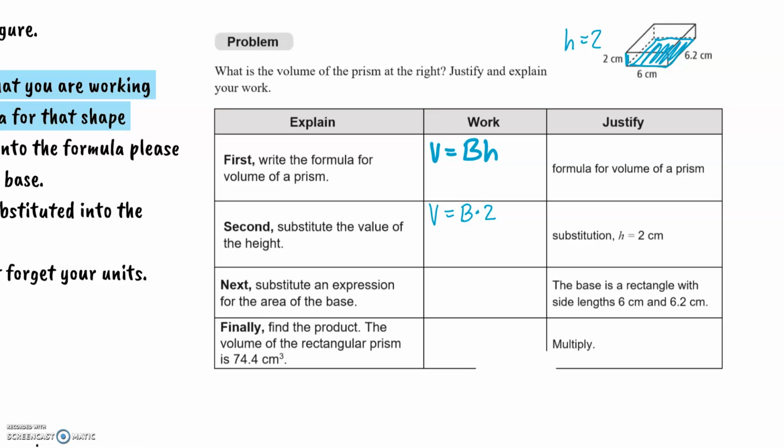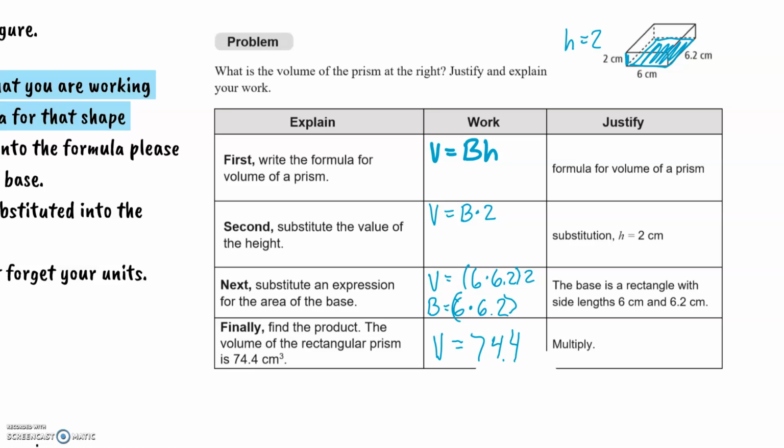All right, next we're going to substitute an expression for the area of the base. Now, the area is 6 times 6.2. So when I substitute that in, we're just going to end up with volume equals 6 times 6.2. And then we're going to multiply by our height, which is just 2. So once all of that is multiplied out, you should end up with a volume equals 74.4, and then don't forget your units.